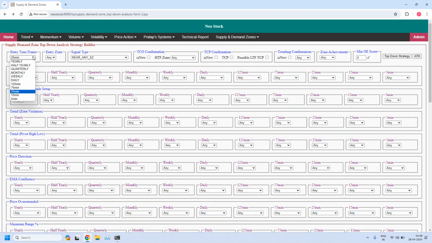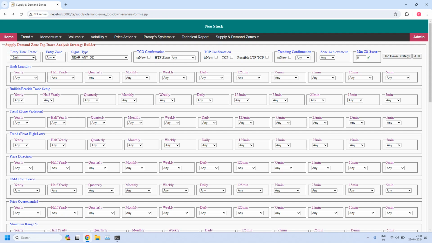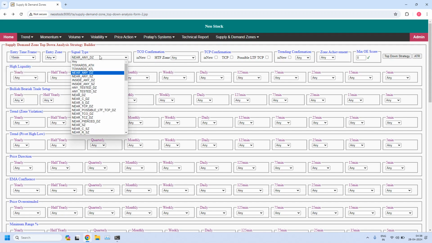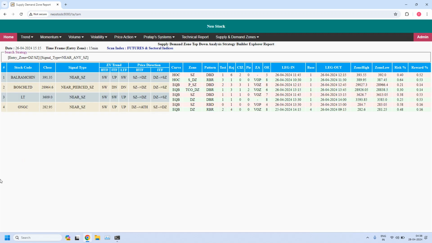Going back, changing the time frame to 15 minutes. Let us find the stocks near 15 minutes demand zone. 6 stocks are filtered. Going back. For 15 minutes time frame, let us find the stocks near 15 minutes supply zone. So these 4 stocks are filtered.